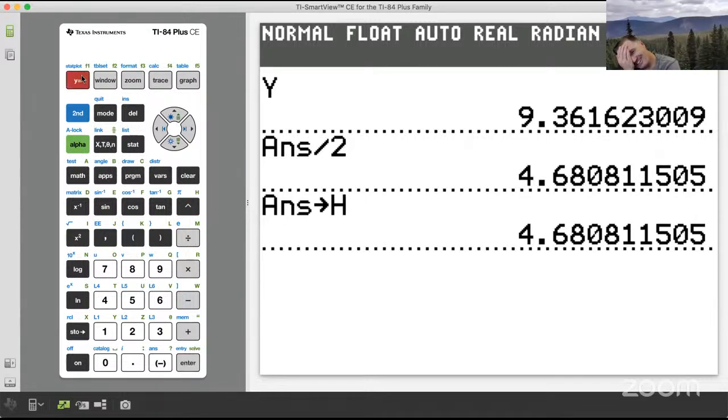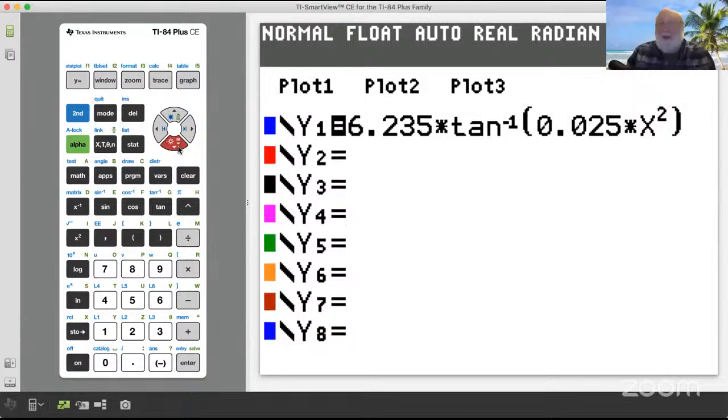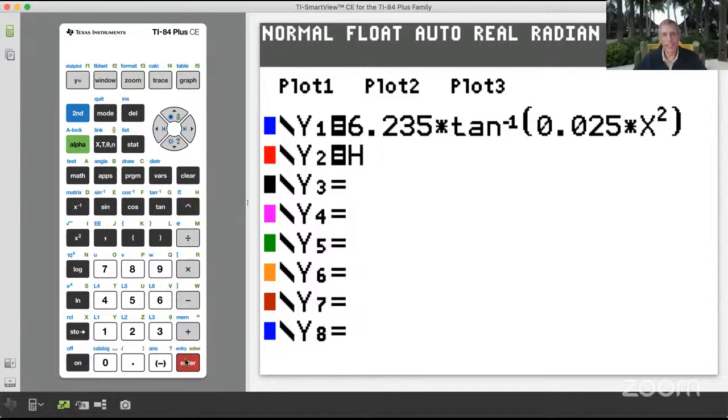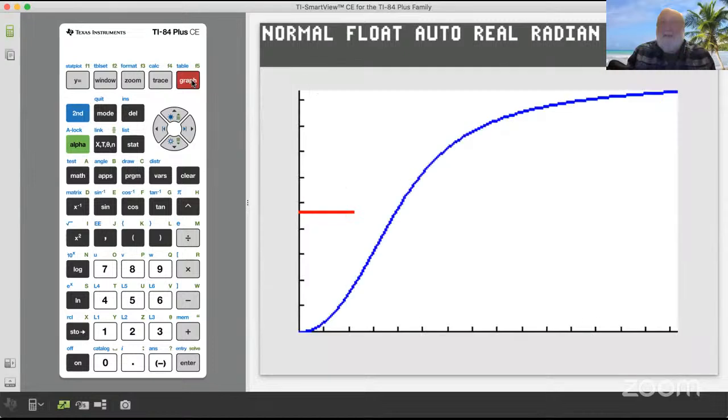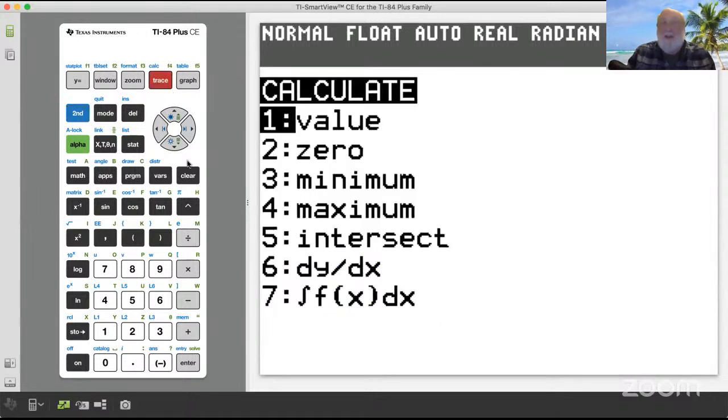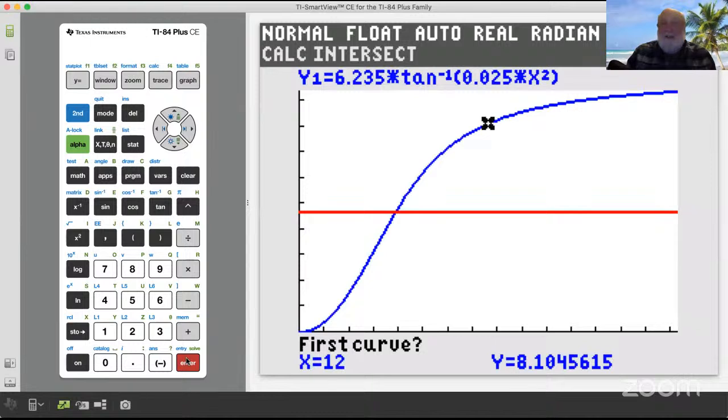And then when I go back to y equals, I'll just plot the constant function y2 equals h. That's that value that we just stored away. And when I graph, oh, looks a lot like Steve's graph. We see that horizontal line, and we need an intersection of those two. So I'll do my calc menu. There's number 5, intersect. And the first curve, well, the blue one, we only have 2 curves. So those will be the 2 we'll do.